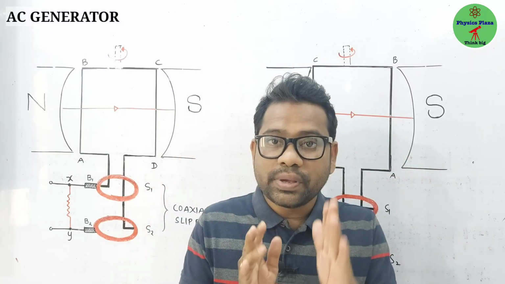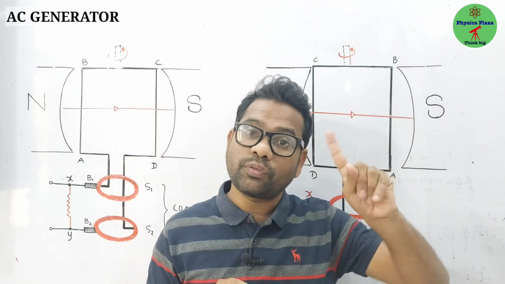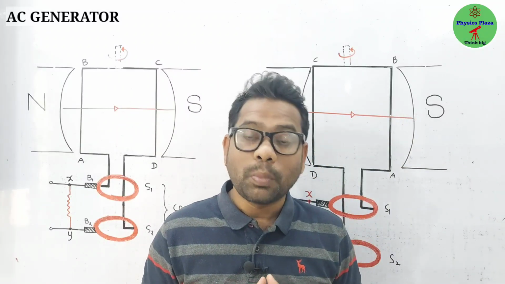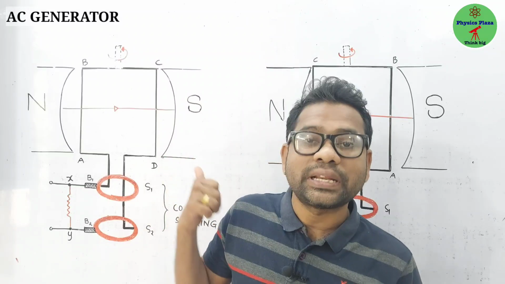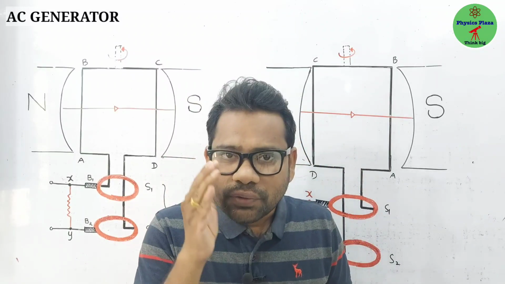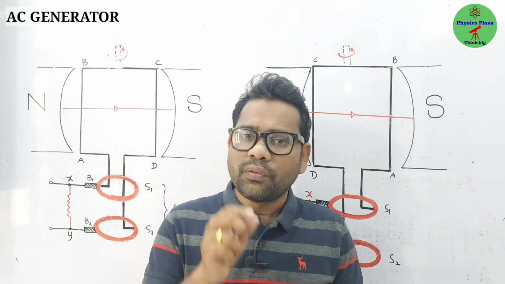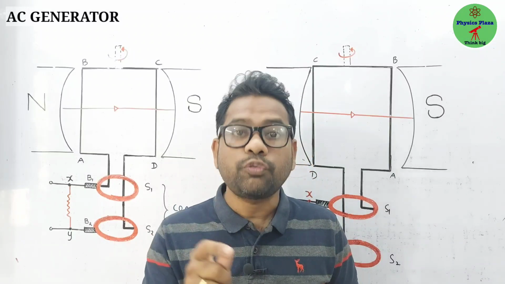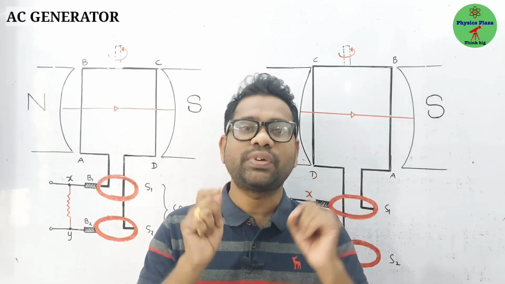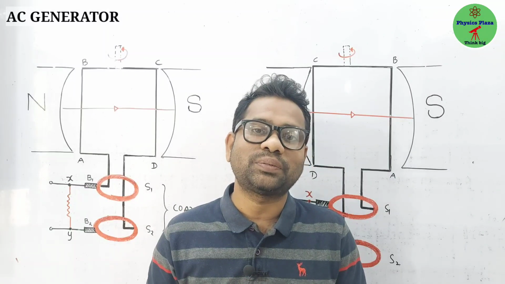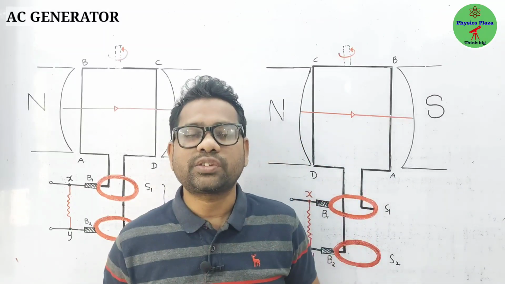Fleming's left hand rule is related to the electric motor, the DC motor. But here, Fleming's right hand rule is related to what actually? The generator. So what is the purpose of Fleming's right hand rule, children? Yes, Fleming's right hand rule is used to find the direction of induced current. So this is very important, then only you can understand. Okay, now, what does it state actually, children?